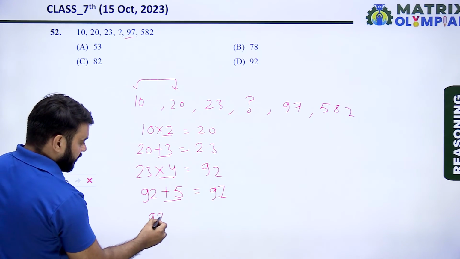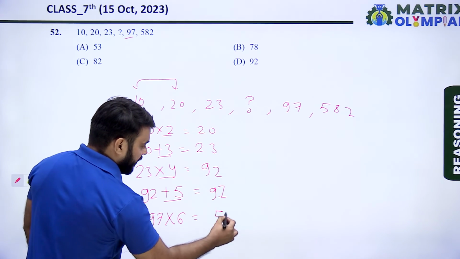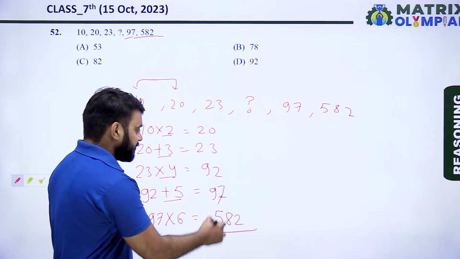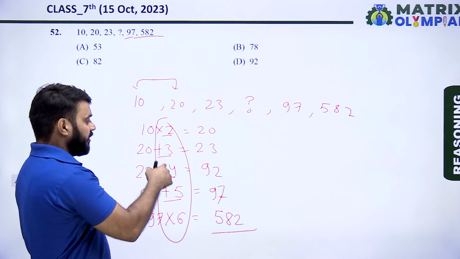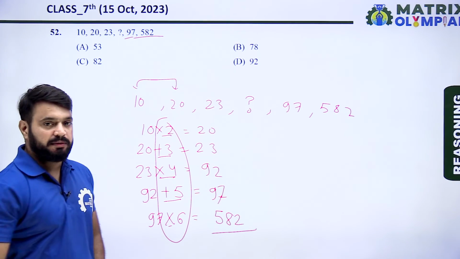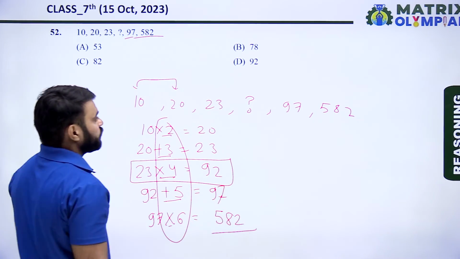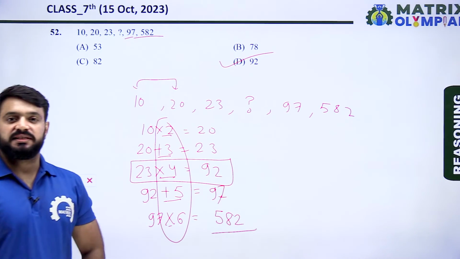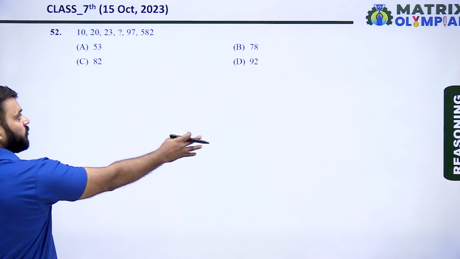Now 97 multiply by 6, it means 582. So series pattern is multiply by 2, plus 3, multiply by 4, plus 5, multiply by 6, now plus 7, multiply by 8, plus 9. So missing number is 92. 92 is the missing number of this series. So option D is the correct answer of this question. So let's move on to the next question.